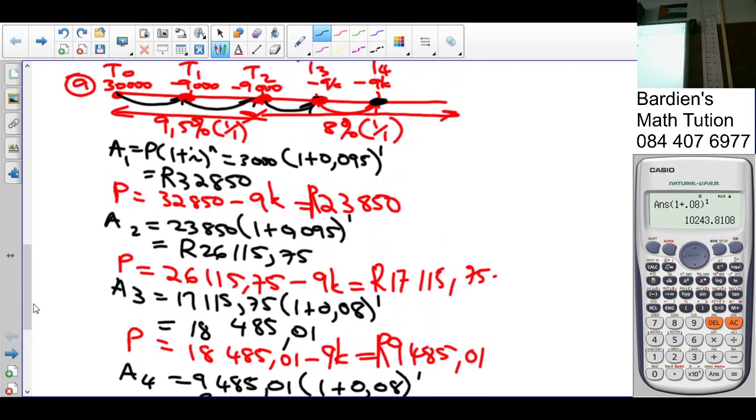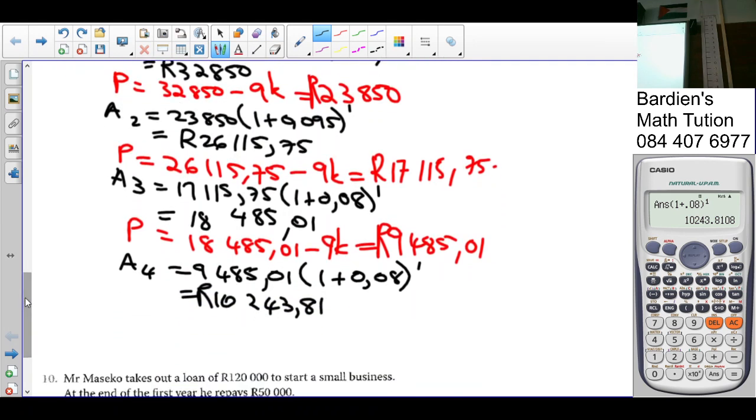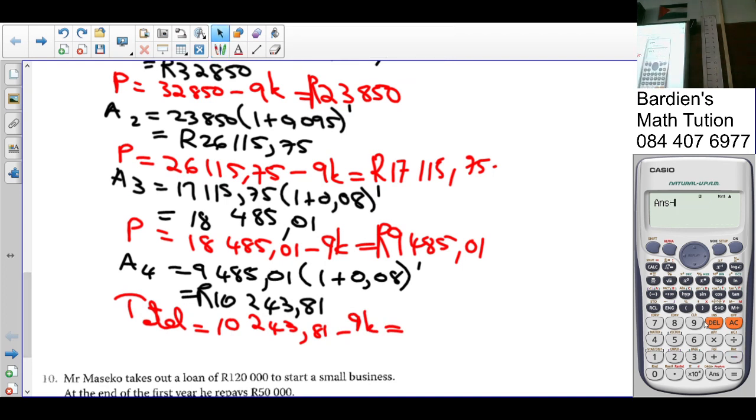So that is 1, 2, 3. We just did this calculation now, okay? So what happens now? We're drawing another 9,000. Which gives me my total value. My total in the account after 4 years at 10,243 rand. 10,243 and 81 cents minus 9,000 rand. Which gives me a total of 1,243 rand and 81 cents.